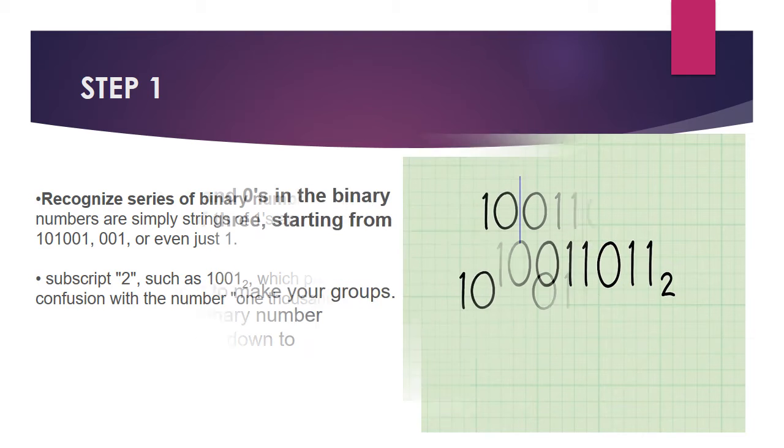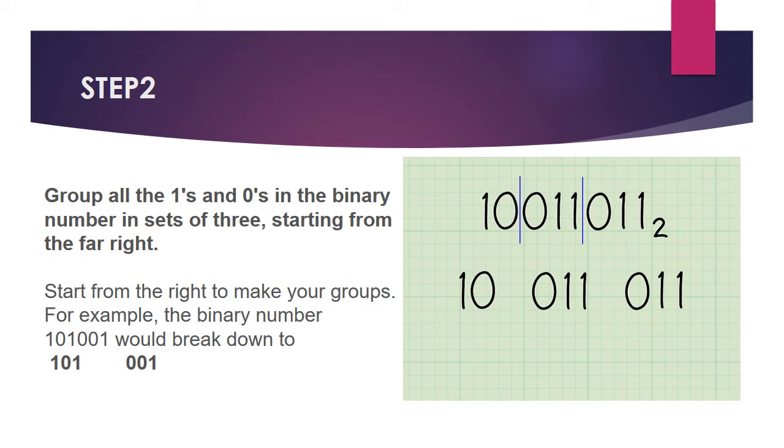Next, group all the ones and zeros in the binary number in sets of 3. Like this I have grouped over here. Starting from the right you need to group. So 001 is one group, and this 001 is another group, and here 10 is another group. It doesn't matter that there are 2 digits or 1 digit left at the last.